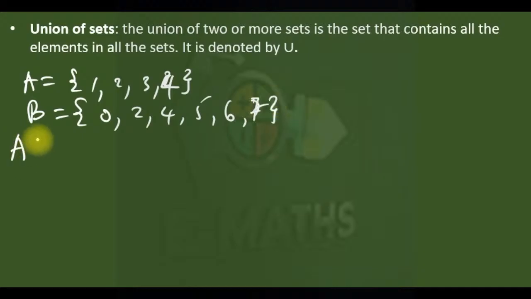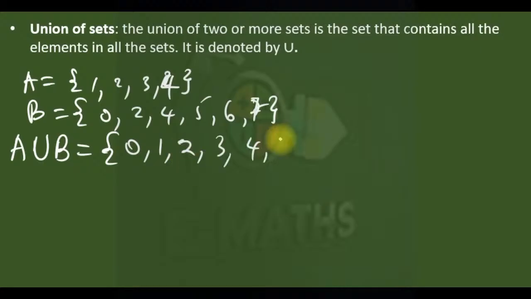To get A union B is like joining the two sets. So we start: there is 0, there is 1. Remember that we don't repeat elements. So there is 2, there is 3, there is 4, there is 5, 6 and 7. So that's it. If you notice, for A we have 1, 2, 3, 4, and for B 0, 2, 4, 5, 6. So that's the union. Okay, we'll be looking at laws of sets.